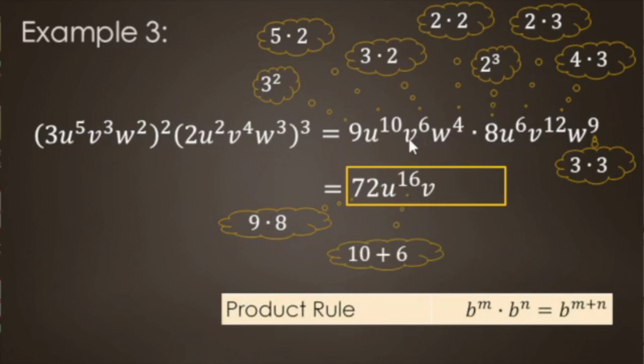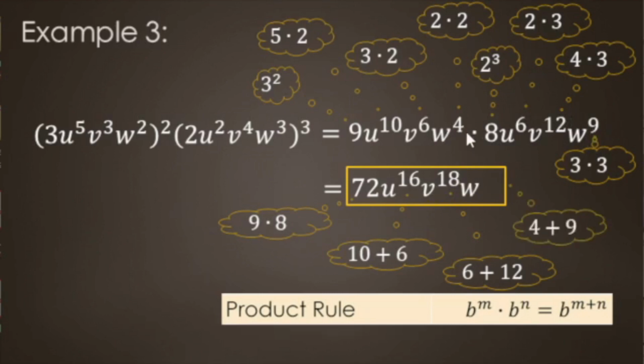Now for the v to the 6th and v to the 12th, add those exponents, makes v to the 18th. And then w to the 4th and w to the 9th being multiplied, we're going to add the exponents. It's going to make a w to the 13th power.